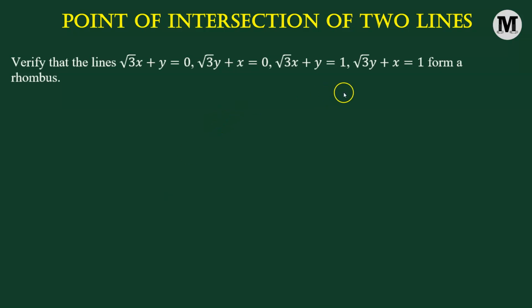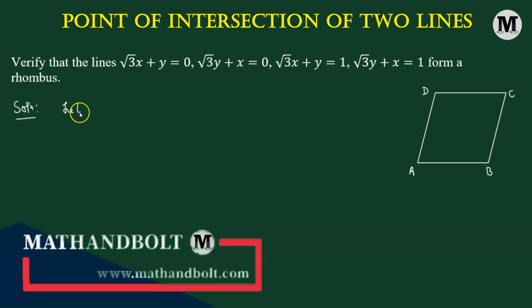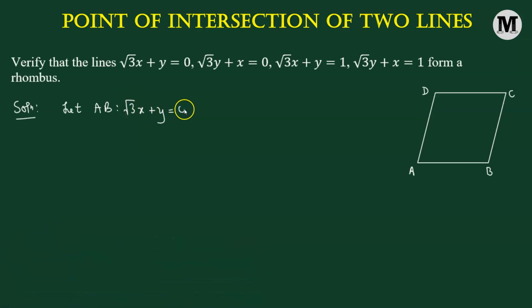Verify that the following lines form a rhombus. Okay, let us begin. Let's try to understand the problem graphically first. Now let us suppose that the side AB of this quadrilateral is denoted by the equation square root of 3x plus y equals 0.